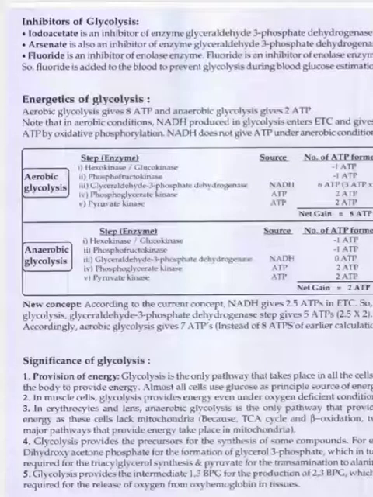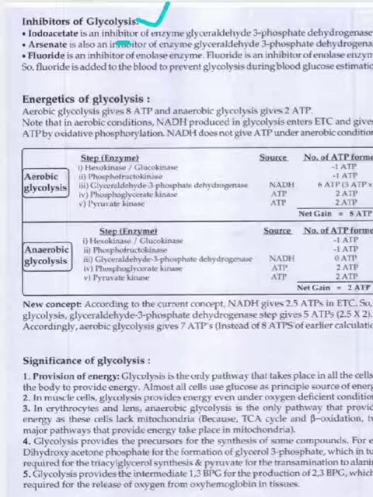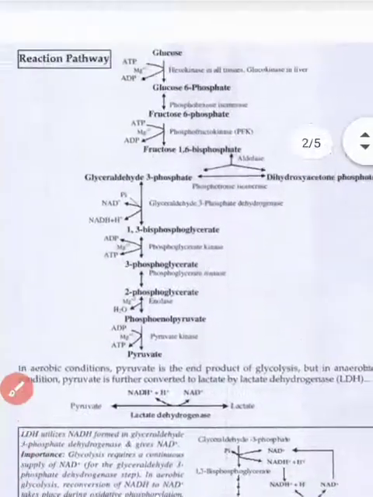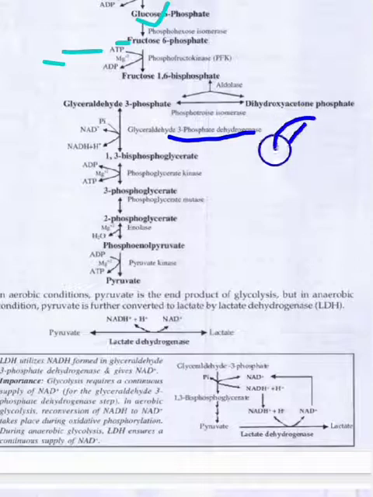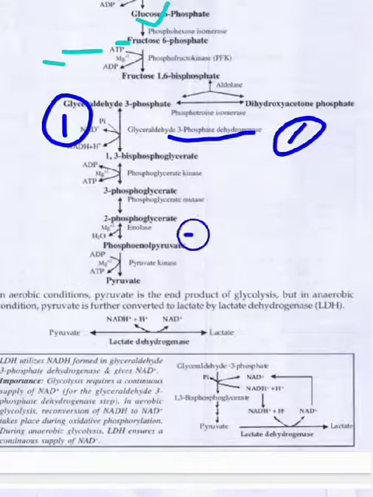Now we will see the inhibitors of glycolysis. There are three inhibitors of glycolysis: iodoacetate, arsenate, and fluoride. Here you can see glyceraldehyde 3-phosphate dehydrogenase is inhibited by iodoacetate and also arsenate. Enolase is inhibited by fluoride.